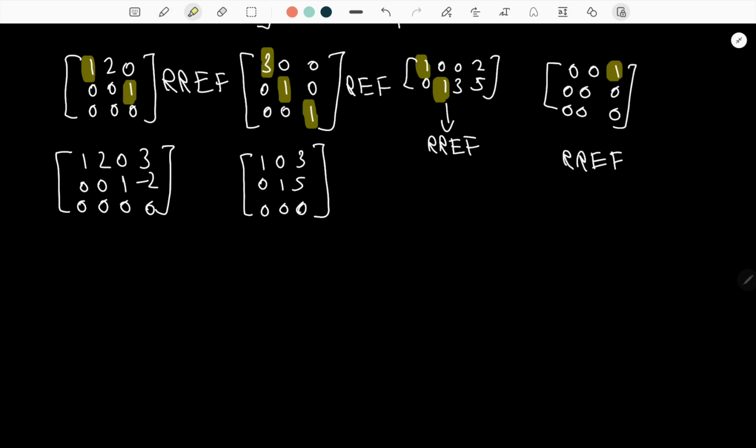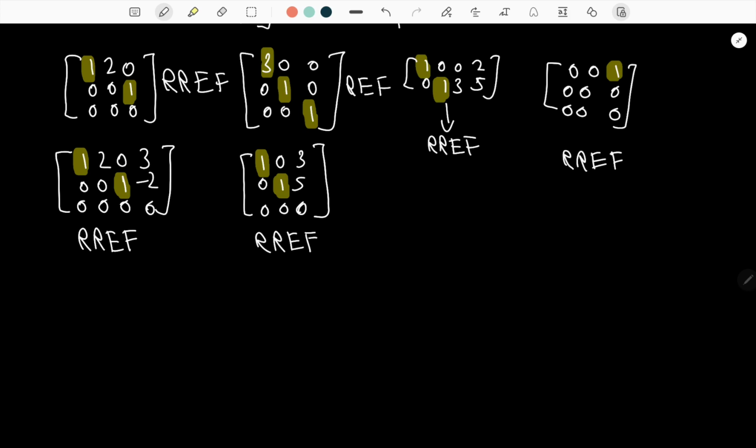Next example, there's a 1 here, and if you look down into the right, there's a next pivot and there's a 0 row in the last. So this is in RREF. And last example is this is the first pivot, which is 1, second pivot, which is also 1, and there's a 0 row at the bottom. So this is also in RREF.